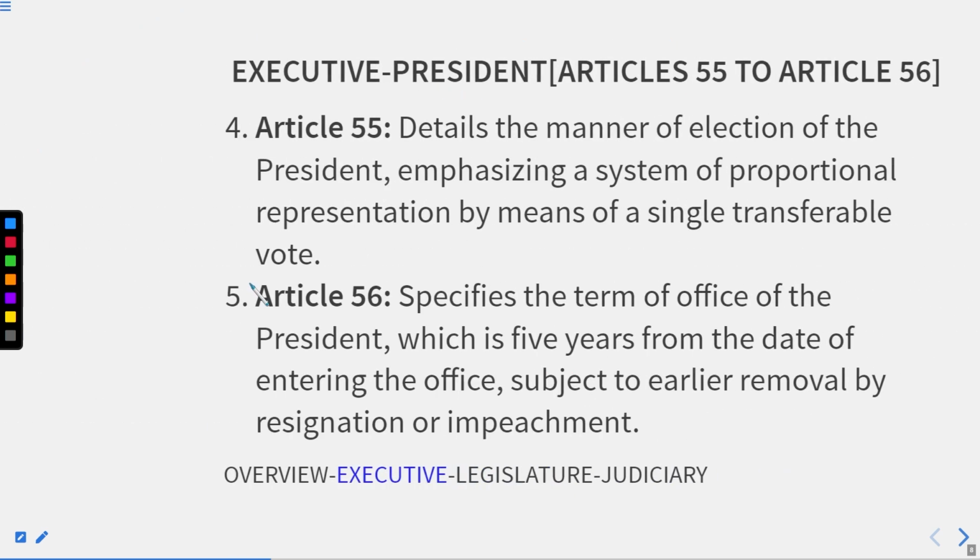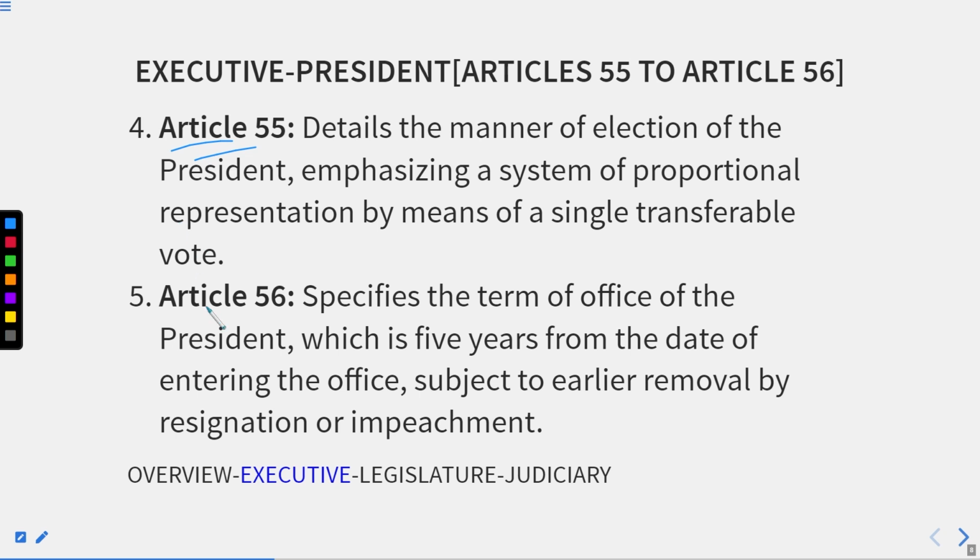Thereafter, Article 55 details the manner of election of the president, emphasizing a system of proportional representation by means of a single transferable vote.